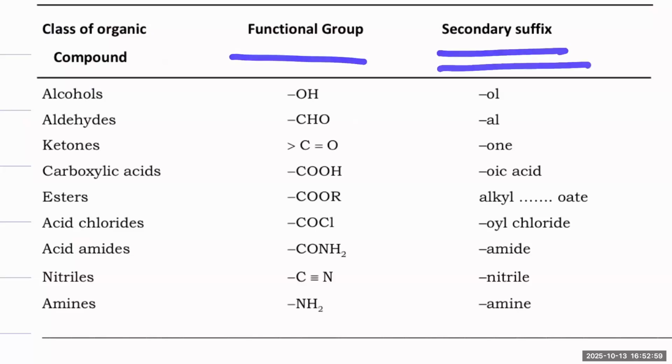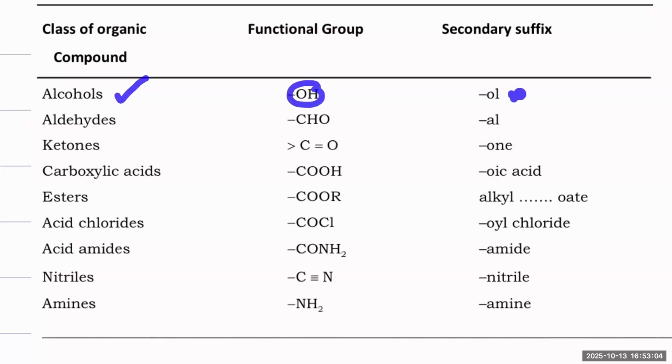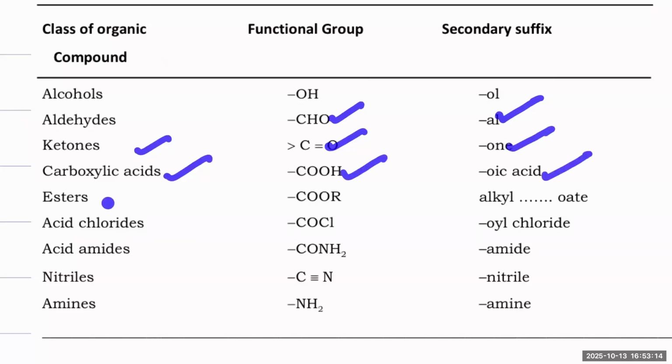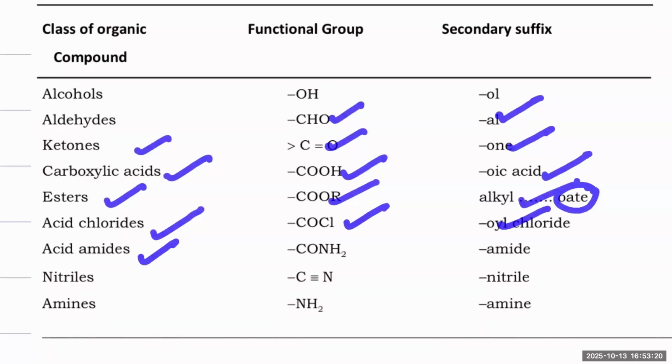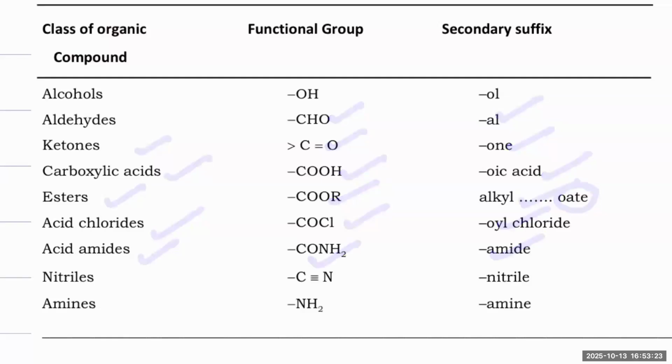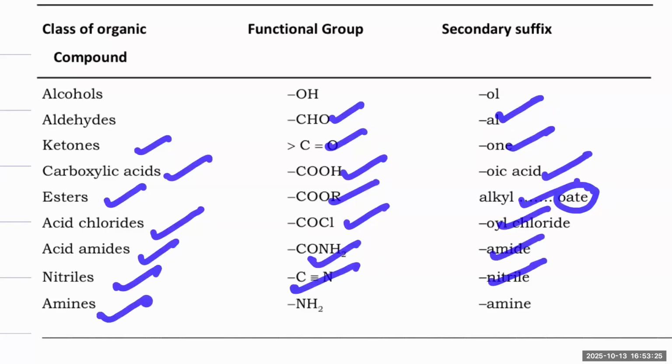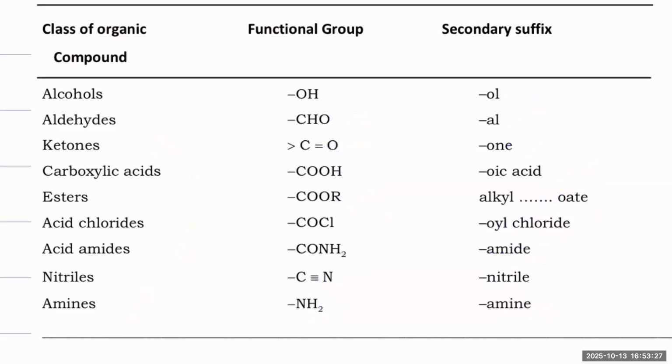You can notice that alcohol is OH, secondary suffix is ol. Aldehydes are CHO, al. Ketone is C double bond O, one. Carboxylic acid is COOH, oic acid. Esters are COOR, alkyl ending with oate. Acid chlorides, oyl chloride. Amides, amide. Nitriles, nitrile. Amines, amine. These are the main functional groups and their respective suffixes.